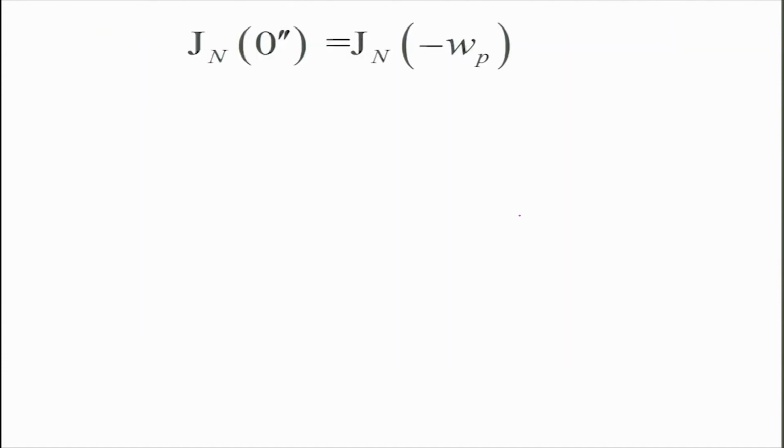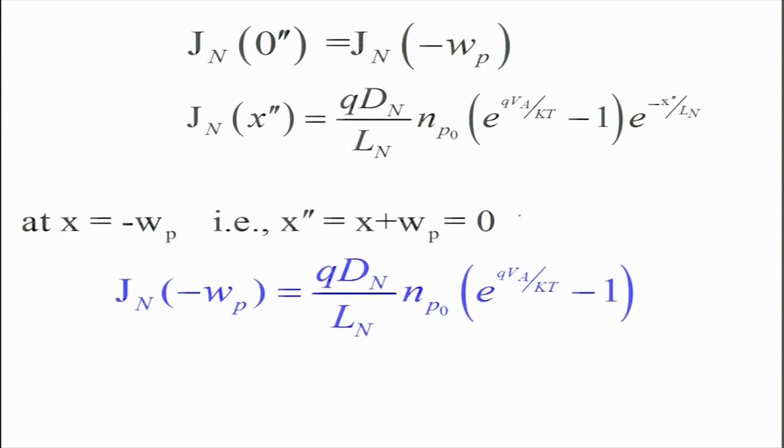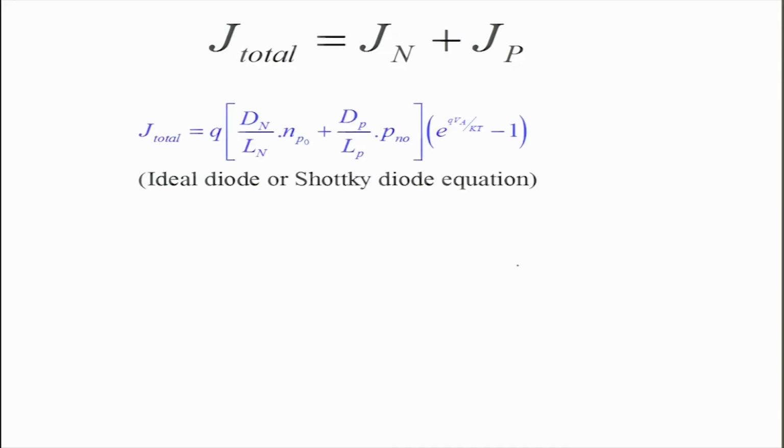Using similar logic, Jn at minus Wp is equal to q Dn by Ln into Np naught into exponential of qVa by kT minus 1. So we got two expressions, one for electrons and one for holes. Now you just need to sum them up. J total is equal to Jn plus Jp, which is q into Dn by Ln into Np naught plus Dp by Lp into Pn naught.